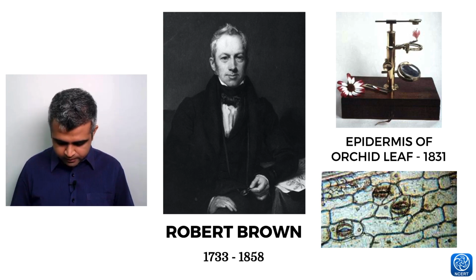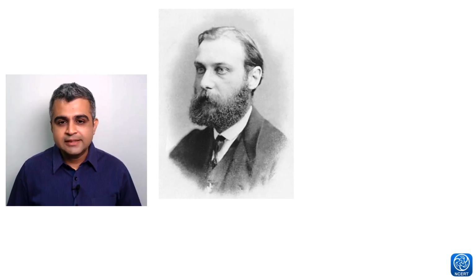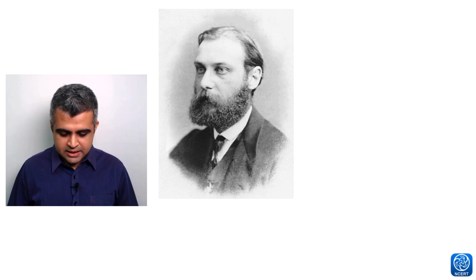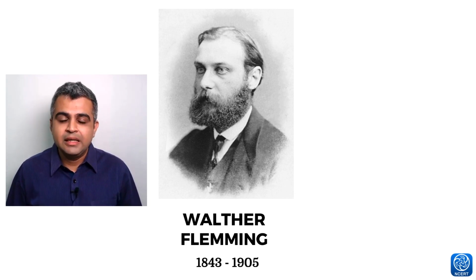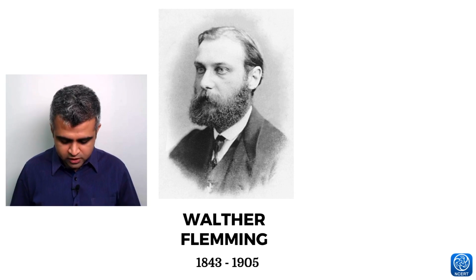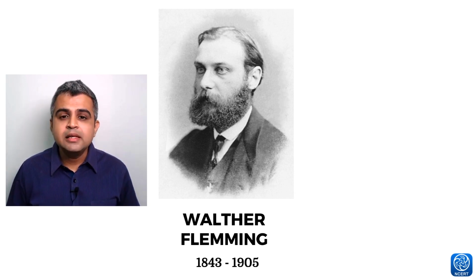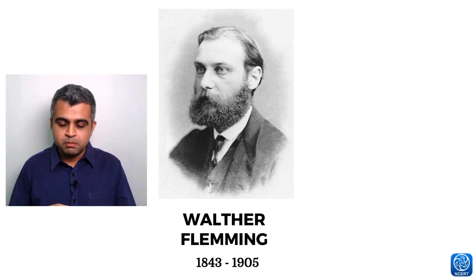Okay, let's move ahead. So the next scientist that we have to talk about is this person here, Mr. Walter Fleming, who was living in the later half of the 19th century. His contribution was that he improved upon Robert Brown's technique by using special dyes to color parts of the cell. So he started using these basic aniline dyes, or these basic blue colored dyes.